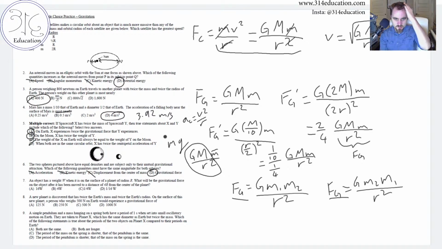Cool. Number 7: an object has some weight W when it is on the surface of a planet of radius r. What will be the gravitational force on the object after it has been moved to a distance 4r from the center of the planet?